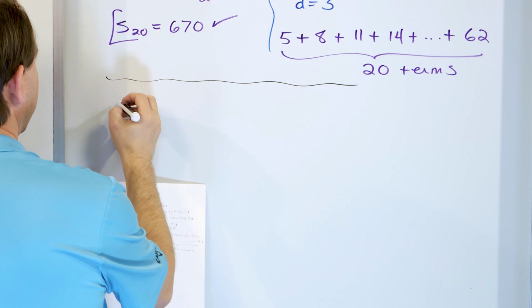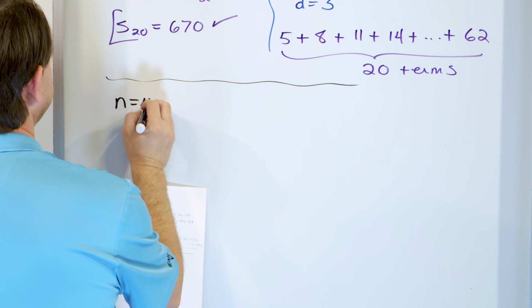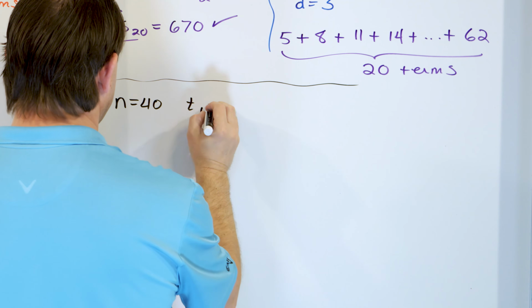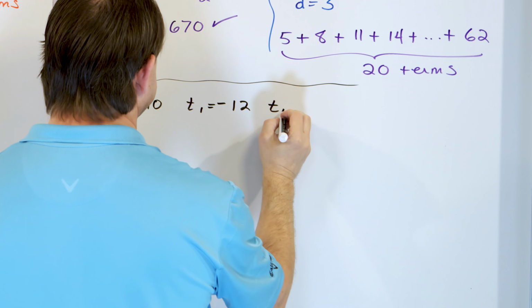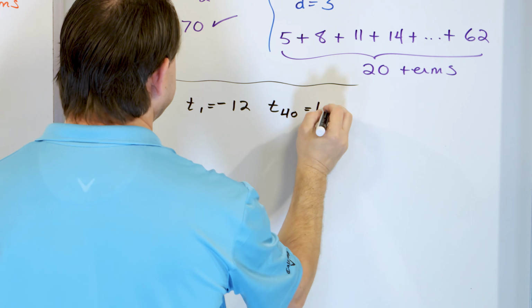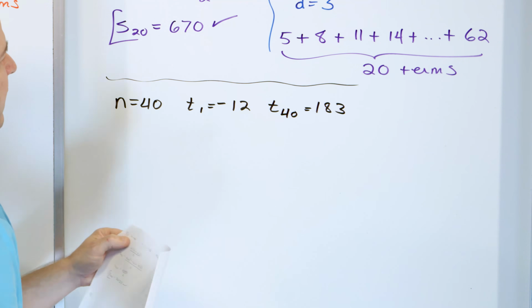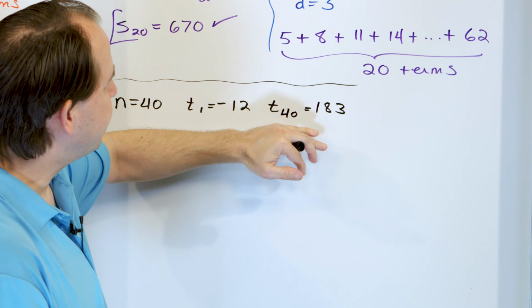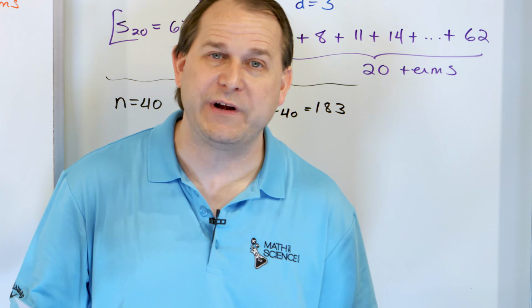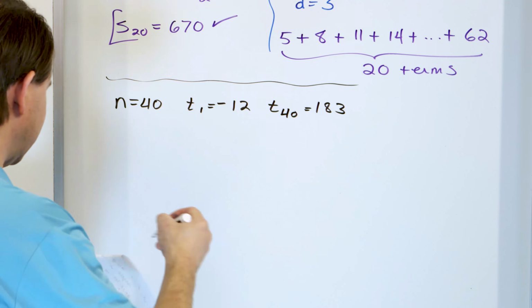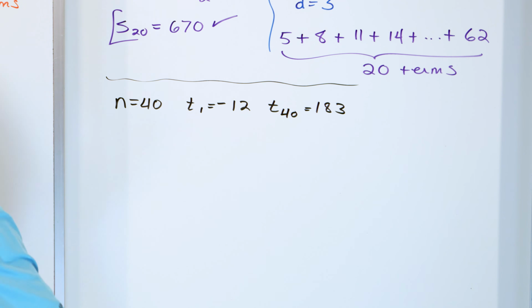What if I give you an arithmetic series with 40 terms, where the first term is negative 12, and the 40th term is equal to 183. This is a great example of using this equation, because I have 40 terms. I could write the series out and add them up, but that's 40 additions. Certainly it's going to be easier to just apply the equation that we know.